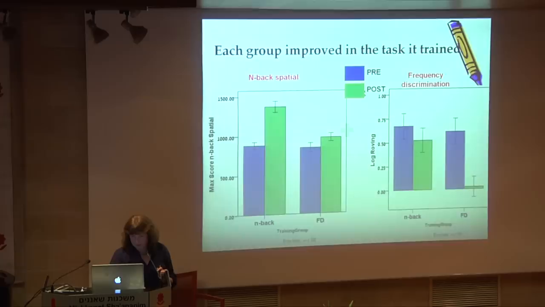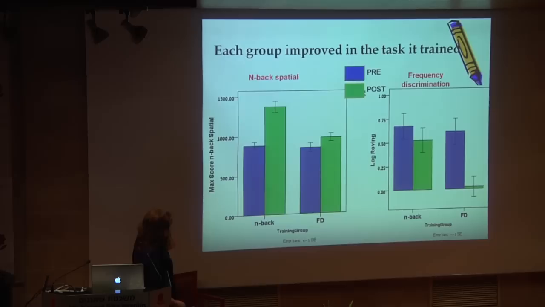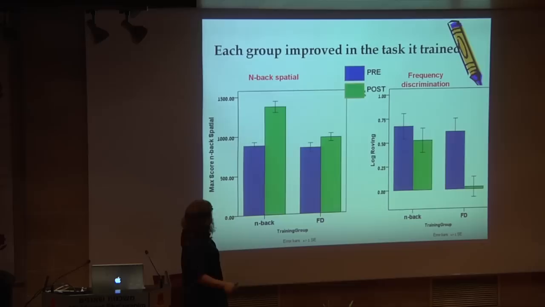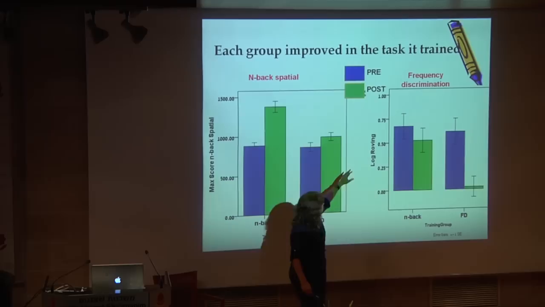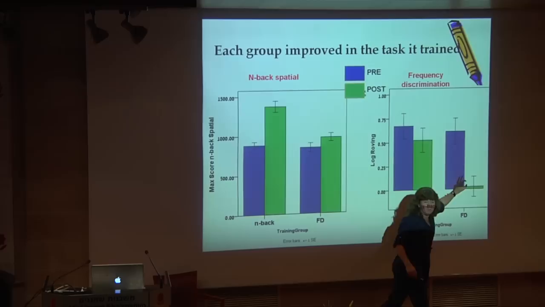Not too many people would find great pride in being good at N-back. So these are the two groups, one trained with two-tone discrimination, one trained with N-back. This is pre and this is post. The one that trained with N-back was wonderful in N-back, and no change in the frequency discrimination. The one that trained in frequency discrimination was good in frequency discrimination, you want to get low, but no change in the other. And then we tested a zillion other tasks.